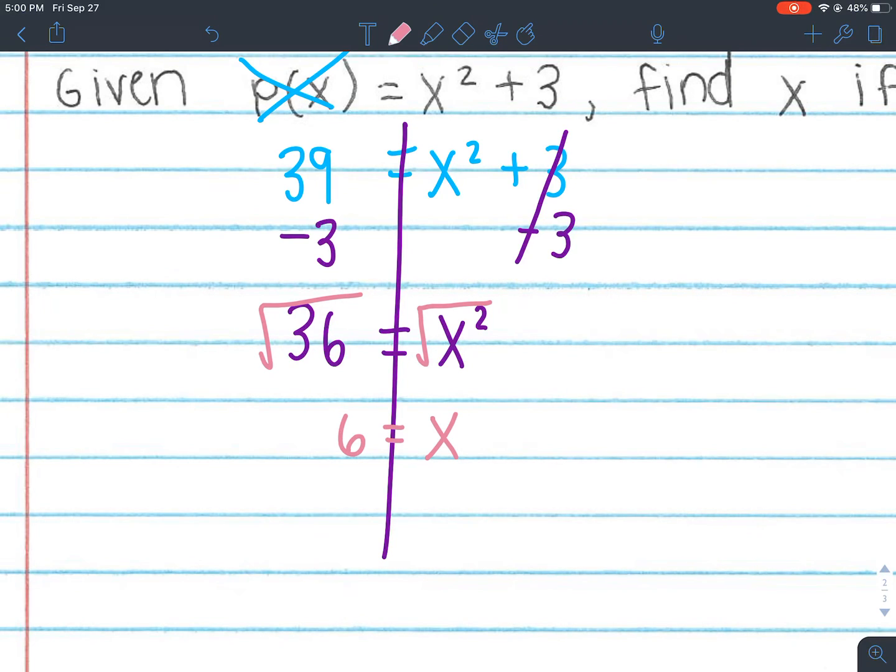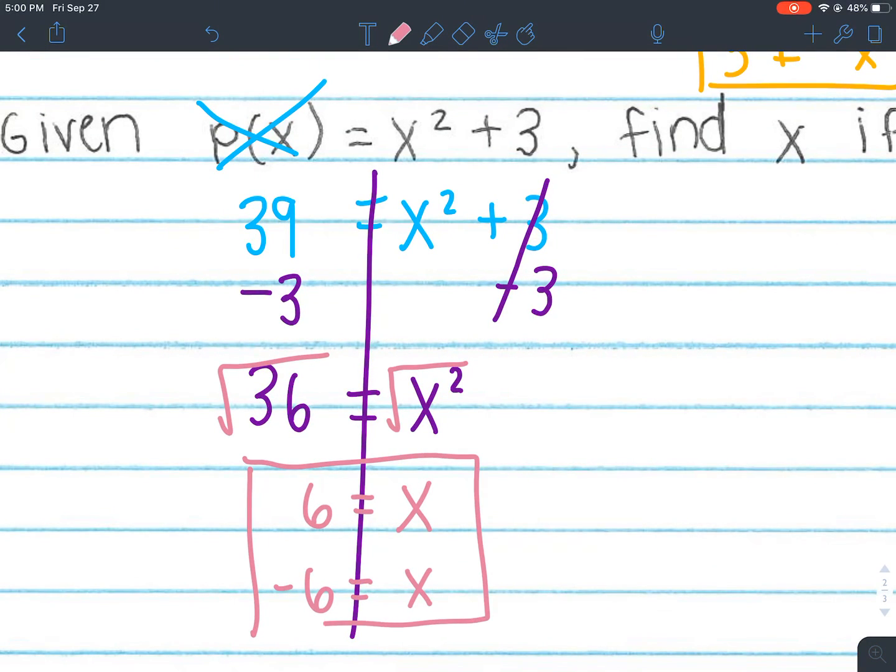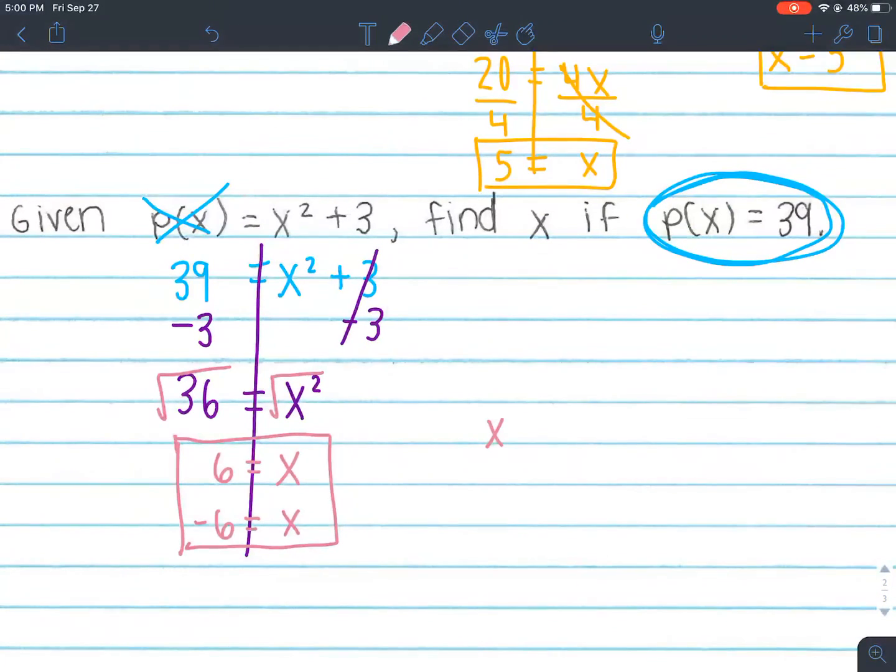However, there is one more answer. You also have negative 6, because negative 6 times negative 6 is also positive 36. Whoa. So you're going to have 2 answers here. X equals 6 and x equals negative 6.